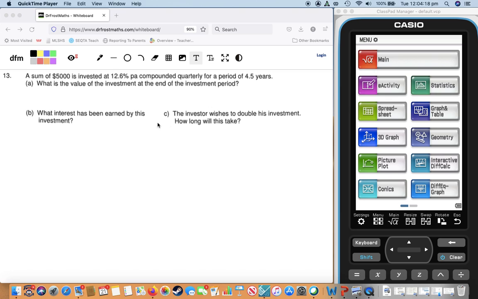But before I do that, I look back at the question. I see it says 12.6% per annum compounded quarterly is the important part there. So I'm going to need to find my quarterly interest rate, which we would do 12.6 divided by 4 because it's quarterly, and that should give us 3.15% as the quarterly interest rate.